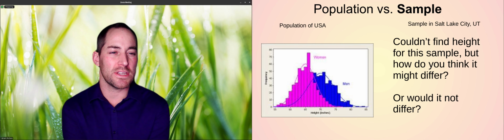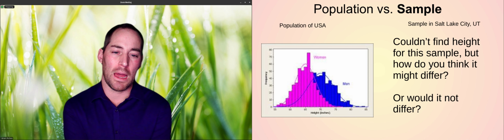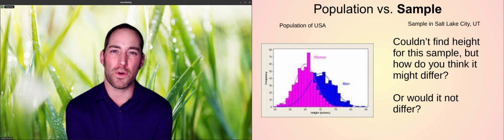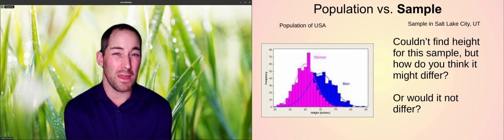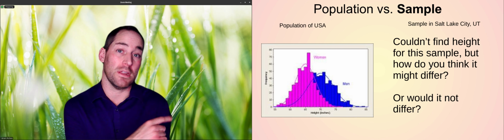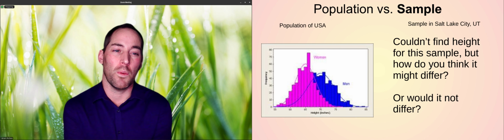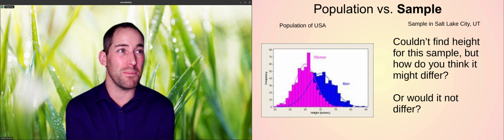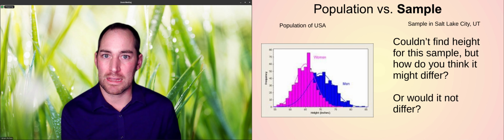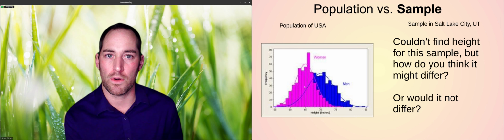So I don't actually suspect it would be different. I suspect if we got a big enough sample from people in Salt Lake City, I don't really see any reason that people in Salt Lake City would be shorter or taller on average than the population of the United States. So we might find a slight difference, like we might even find something statistically significant, which will hopefully make sense if you've taken a stats class, or in a few minutes when we cover statistical significance. We might even find a statistically significant difference, but is it an actual real difference? Probably not. We might find slightly taller for one or both of these groups, or slightly shorter for one or both of these groups.